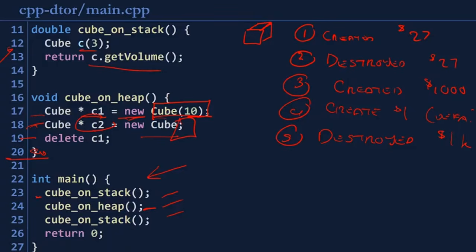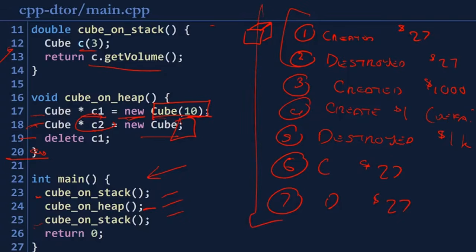Line 25 calls cube on stack again, so we expect lines 1 and 2, the 2 lines associated with cube on stack, to repeat. So the sixth thing is going to be create $27. Seventh thing is going to be destroy $27. So we expect the output to have 7 lines. We're going to create and destroy $27, create $1,000, create $1, destroy $1,000, create 27, destroy 27.